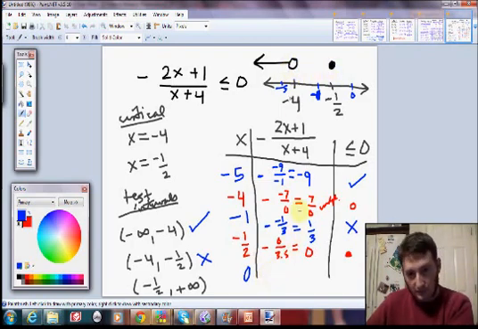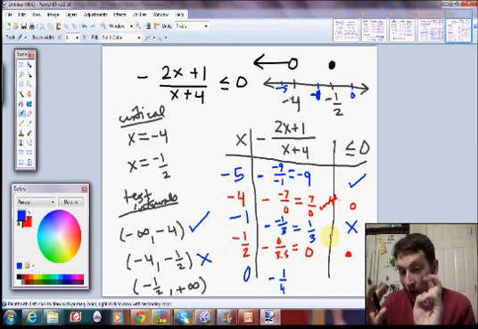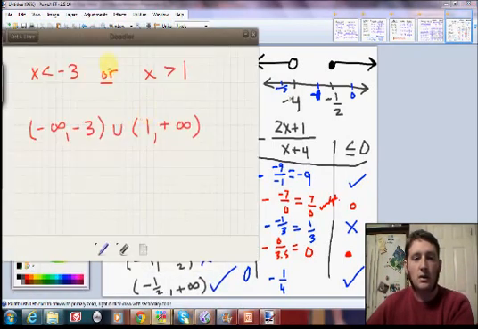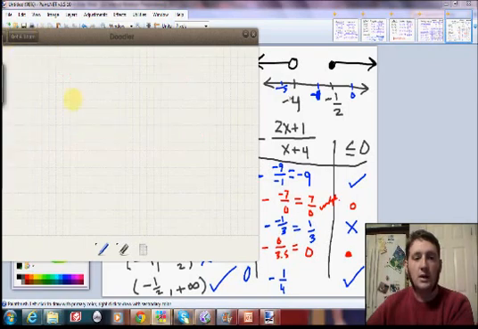Let's check 0. 2 times 0 plus 1 is still 1. 0 plus 4 is still 4. We had a negative in front. That's fairly small, it's actually close to 0, so it's actually greater than most negatives, but it is still negative, so it is less than or equal to 0, so it does check. This interval works. So we go back up to our graph and say, okay, here we go. There's the picture. Now that we've got the picture, we can clear this out.